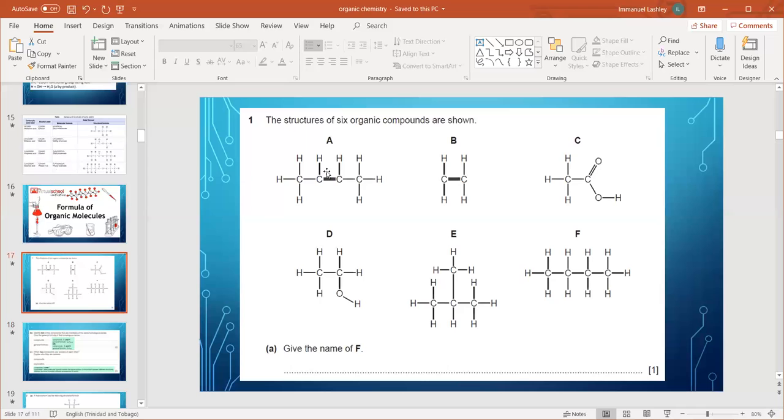When we have a double bond present, it tells us that there is an alkene. And when we only have single bonds present, it tells us that there is an alkane. The general formula for an alkene is CnH2n. So if we chose A and B, then the general formula for an alkene is CnH2n. But if we chose E and F, then the general formula would have been CnH2n plus 2.